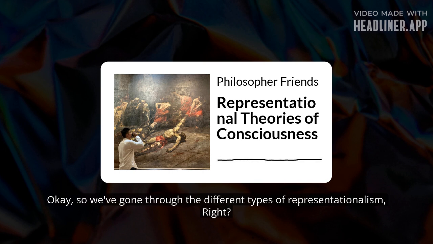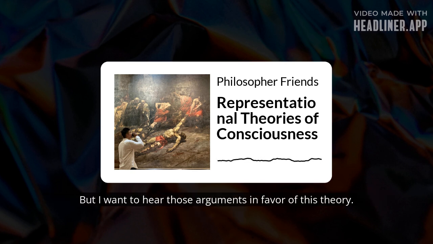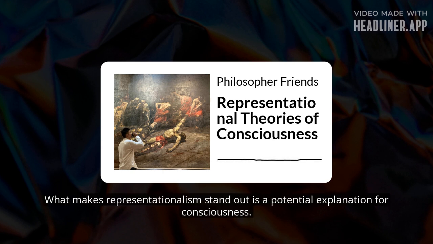Exactly. Okay, so we've gone through the different types of representationalism: pure, strong, and weak, and even dipped our toes into that narrow versus wide debate. Right. But I want to hear those arguments in favor of this theory. What makes representationalism stand out as a potential explanation for consciousness?